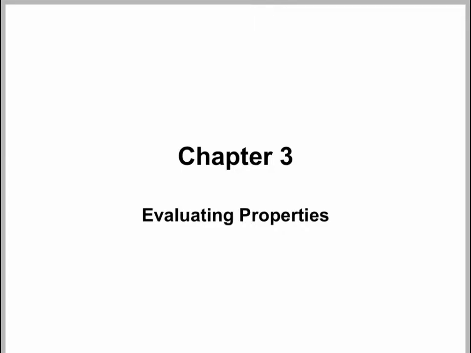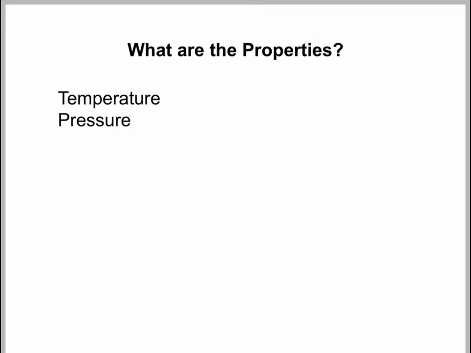Chapter 3 is Evaluating Properties. What are properties? You certainly know temperature and pressure. Temperature, frequently abbreviated with a T, pressure, many times with a lower P. Specific volume is identified usually as a lowercase v.